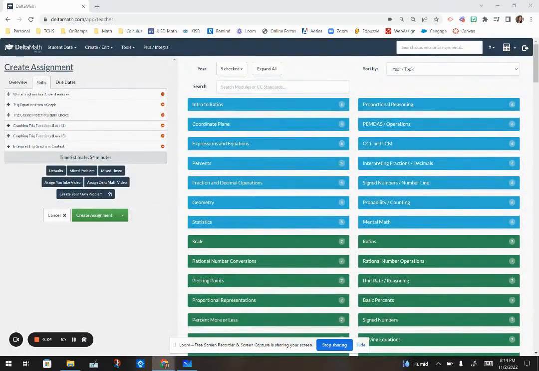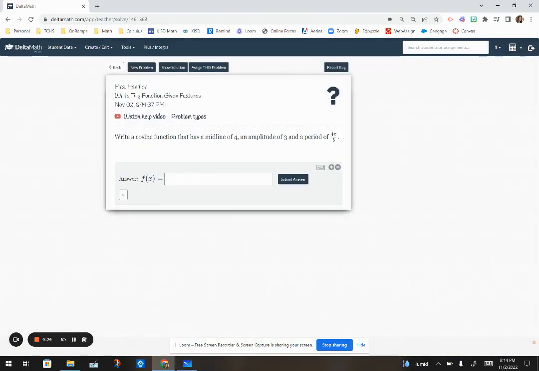Okay, here's a lesson on helping you work out certain problems in Delta Math Homework 4-2. I'm going to do a problem from each one of these sections, or maybe two. If you would like to follow along with your own problem, click on the first section, write the trig function with given features. So here's a sample problem of what you will be looking at.